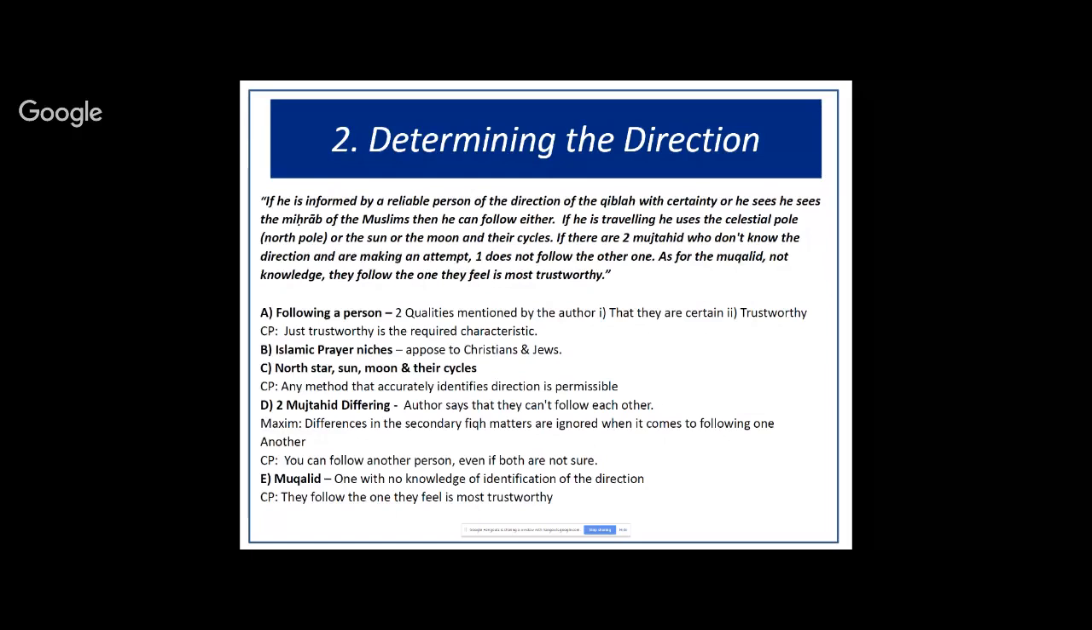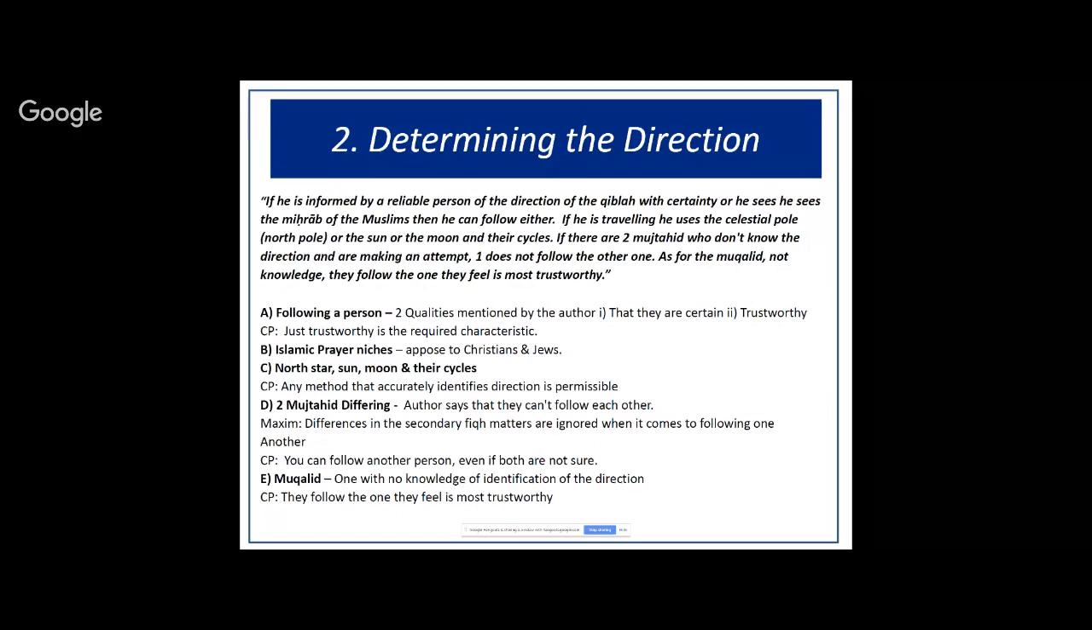Now, there are two people doing the same thing, and they differ. Maybe they have totally opposite directions, or they're slightly out. The Hanbali madhab says that when you have two people and they're differing, they can't follow each other. Whereas the classical position is that yes, they can follow each other.